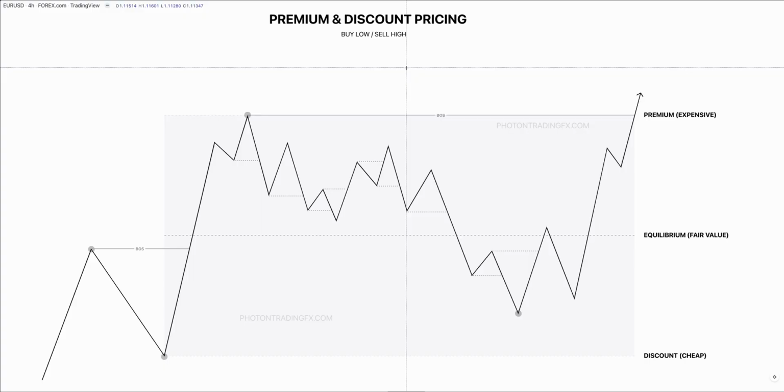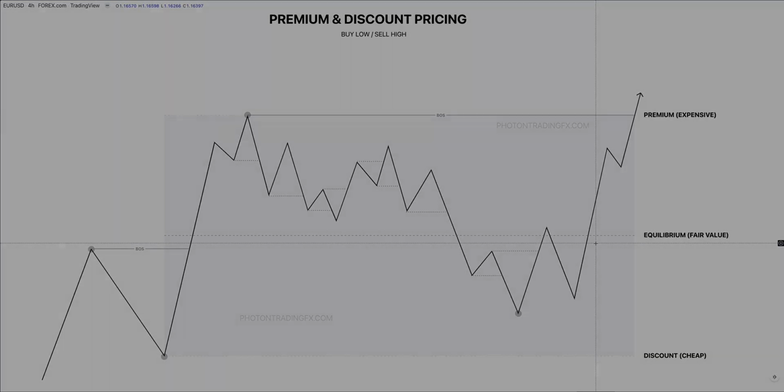So reasonably simple tool. You can obviously use it in more complex scenarios like I just spoke about there at the end. But essentially all we want to be doing is buying low and selling high for the most part. And this is one tool that can help you to do that. So let's take a look at some examples on the charts.